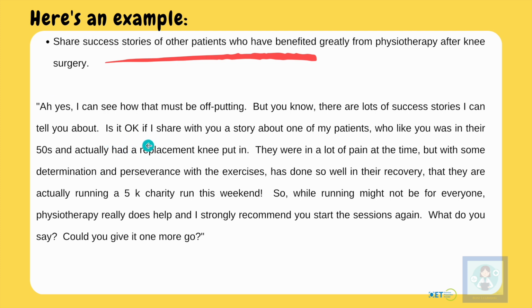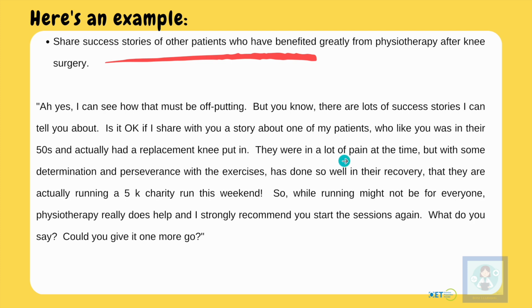Is it okay if I share with you a story about one of my patients who, like you, was in their 50s and actually had a replacement knee put in? So you're using quite casual language to try and encourage them, make it sound less formal. It's serious, but you're using everyday language to discuss this.